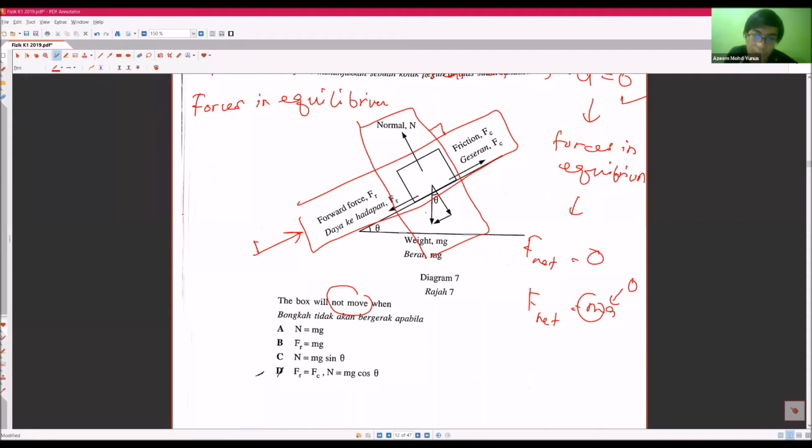And then don't forget that we also have to include the component of the weight itself. So the component of the weight is actually W sine theta. That is in the same direction as the force here. And then this is the first comparison. The second comparison is the perpendicular one. Normal force must be the same as this component over here.